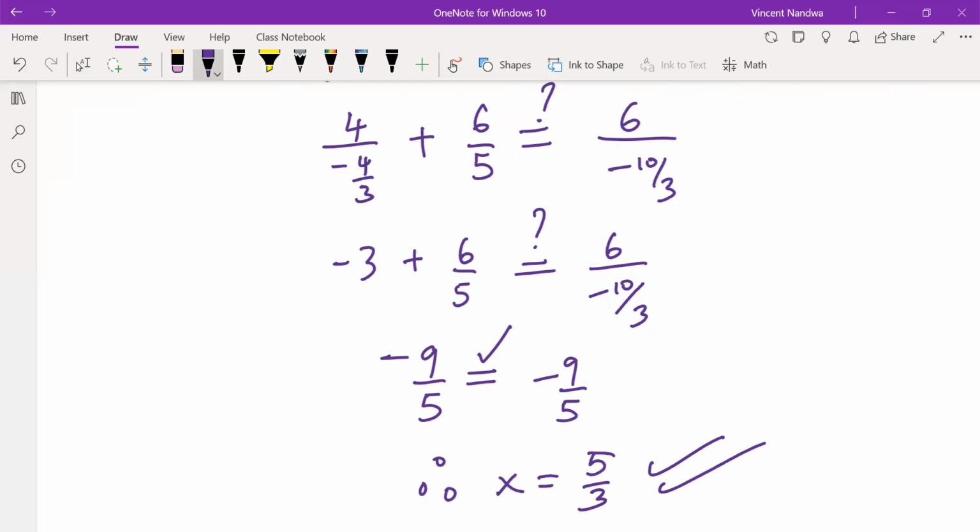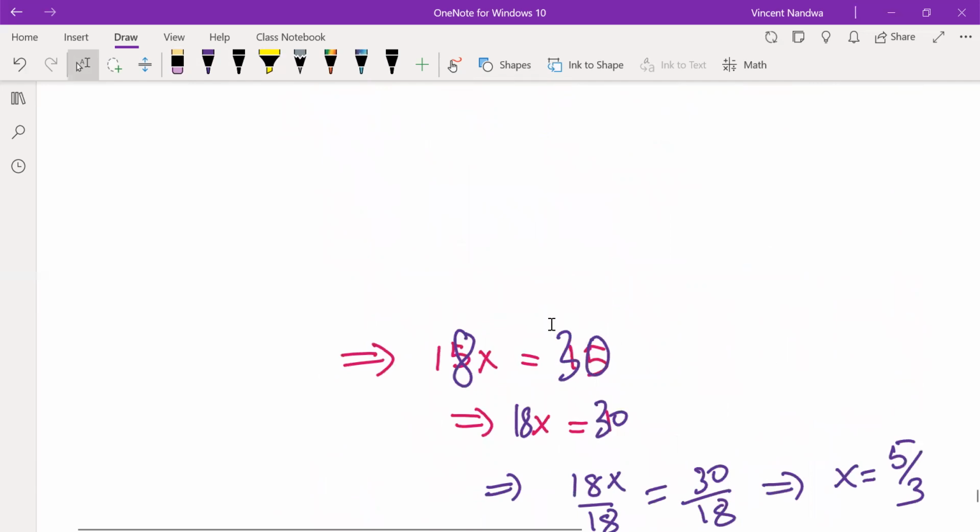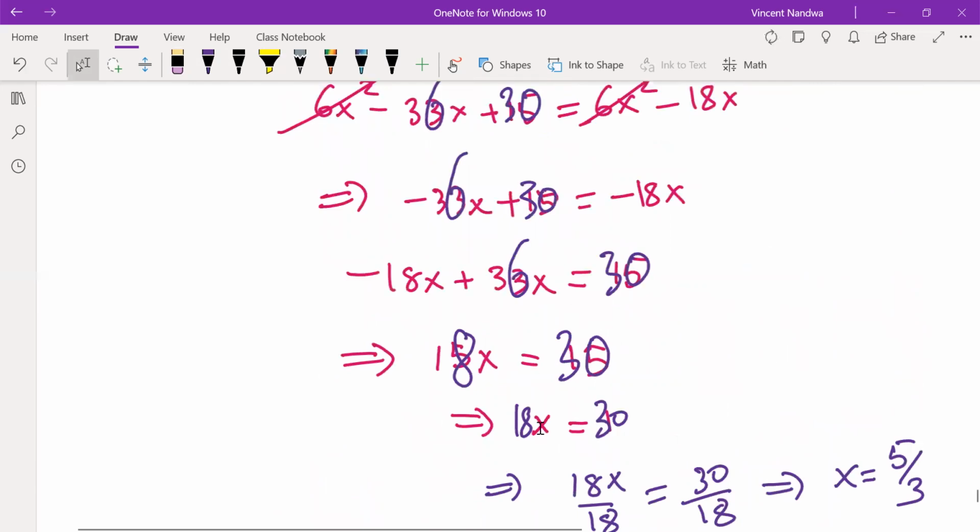So that is why it is always advisable, when you're solving linear equations, to confirm the answer you get, to be sure that what you have is a correct solution. You see, without checking the solution, we would have wrongly obtained x to be 1, which is not a solution. So checking is very key.